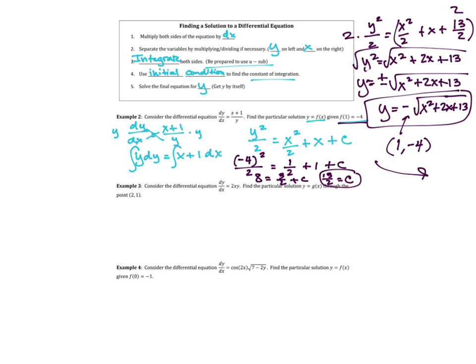Okay. All right, so example 3, we've got a new differential equation. Find the particular solution through the point 2, 1. So this is just more practice, okay? Nothing new here. Separate the variables. I'm going to divide both sides by y and multiply by dx. And so I end up with dy over y equals 2x dx.